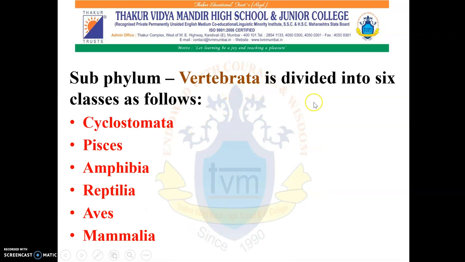Subphylum Vertebrata is divided into 6 classes as follows: Cyclostomata, Pisces, Amphibia, Reptilia, Aves and Mammalia. Let us see the characteristics of all these 6 classes of vertebrates.